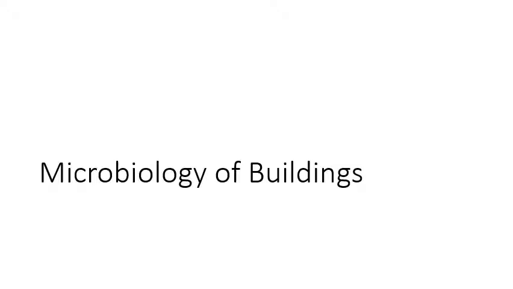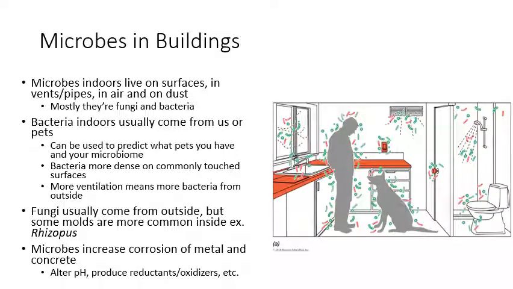And we'll conclude by talking briefly about the microbiology of buildings. So all buildings have microbes in them, and they're essentially living everywhere in the building. So on all the surfaces, in the vents, in the pipes, in the air, on the dust, everywhere. Most of them will be living on a surface, not just floating in the air, but there are some floating in the air as well. Most of them are going to be fungi and bacteria. You don't have very many archaea or protists or algae living in buildings, but that's not to say that you couldn't have any, just it's mostly fungi and bacteria.